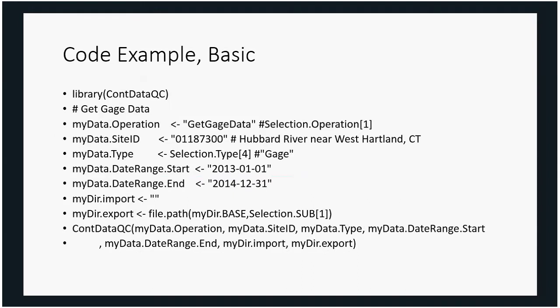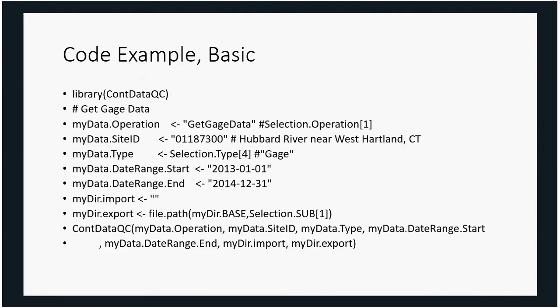The basic example is we name a gauge. ContDataQC needs an operation, in this case GetGageData, and a site ID. I picked out the gauge for Hubbard River. As with many USGS gauges, make sure you include that leading 0. The data I'm going to get is gauge. I've parameterized my selection type. You don't necessarily need to do that, but if you're running lots of code, you can.